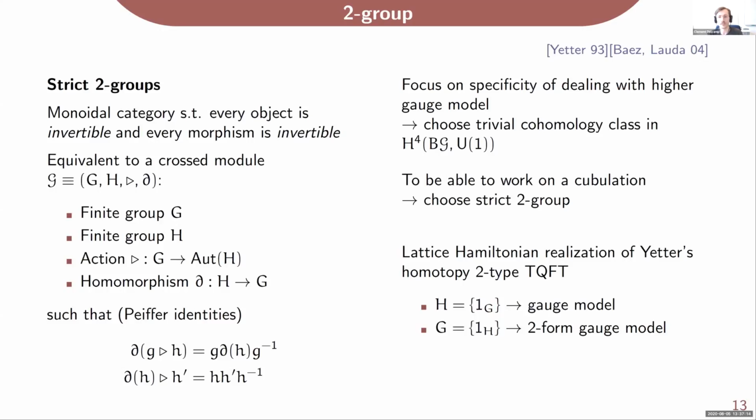with input a strict two group, is the lattice Hamiltonian realization of the so-called Yetter homotopy 2-type TQFT. And this model has two limiting cases. The first one is the one we discussed before. If I choose the second group to be trivial, then I'm reducing to a gauge model, which I already covered. And if I'm choosing the first group to be trivial, then I have a two-form gauge model, which you can show to be equivalent to a so-called Walker-Wang model for the corresponding premodular category.